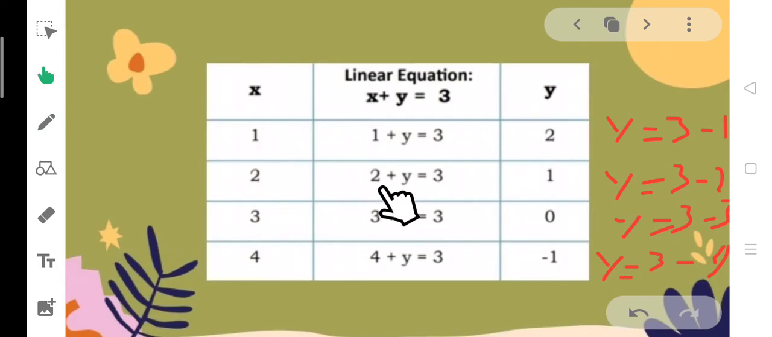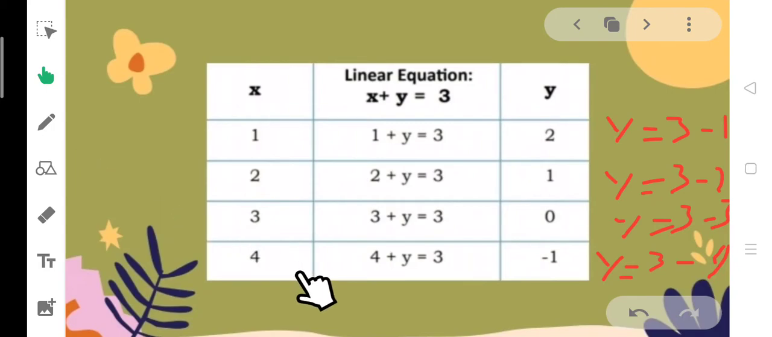So, we have this one. Subtracting 2 from both sides, y is equal to 3 minus 2. So, 3 minus 2, that is 1. So, when x is 2, the y value is 1. Then, when x is 3, the y value would be 0 because 3 minus 3 is 0.